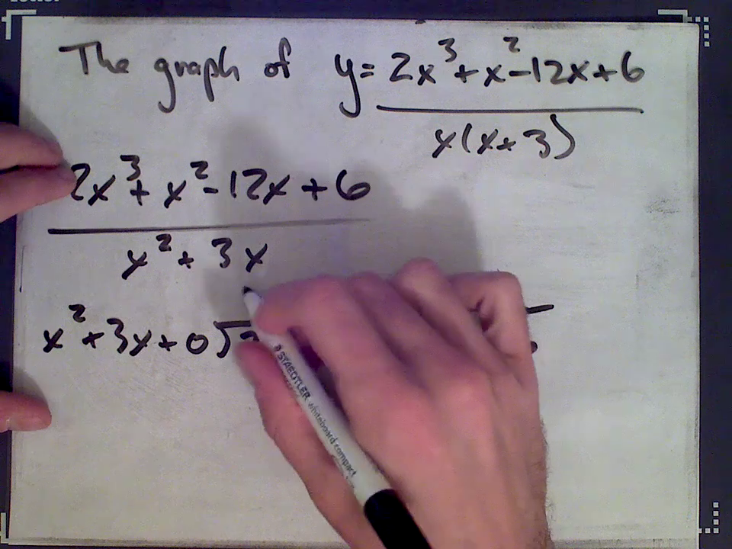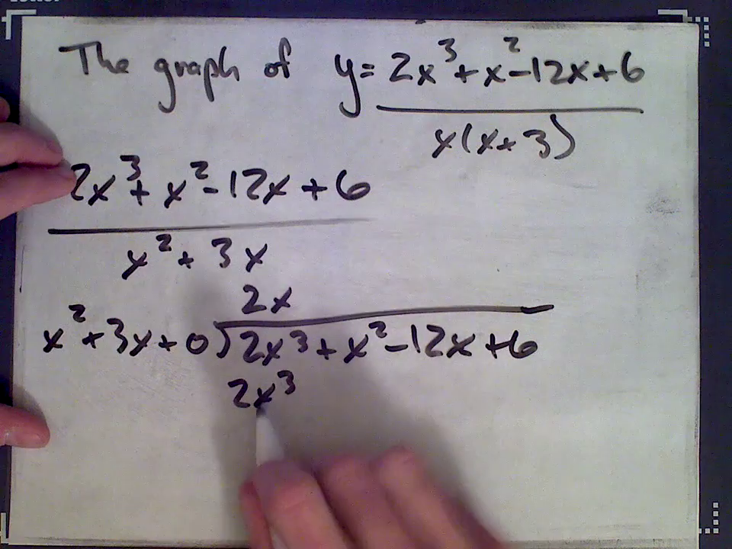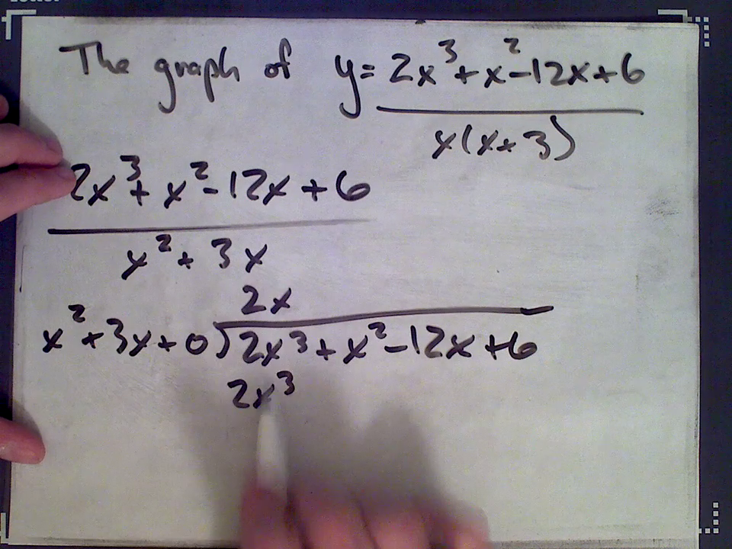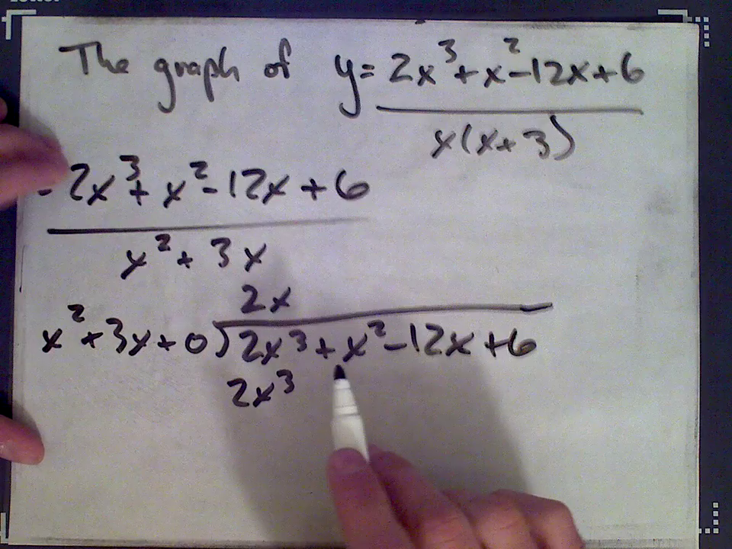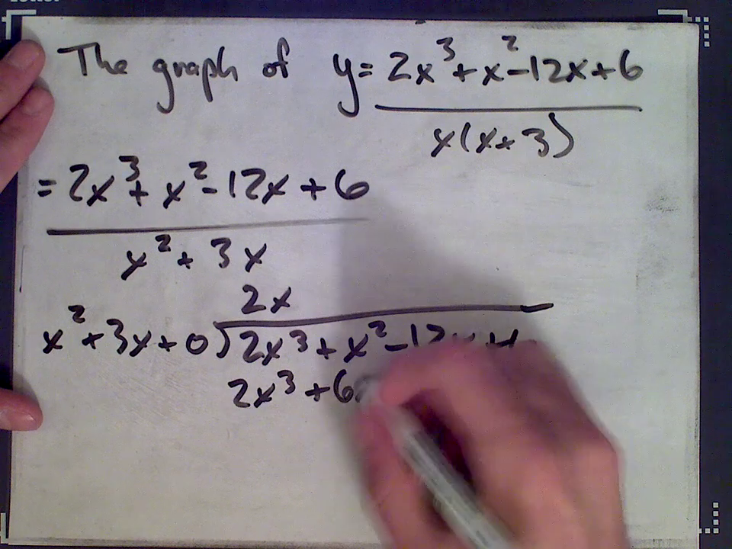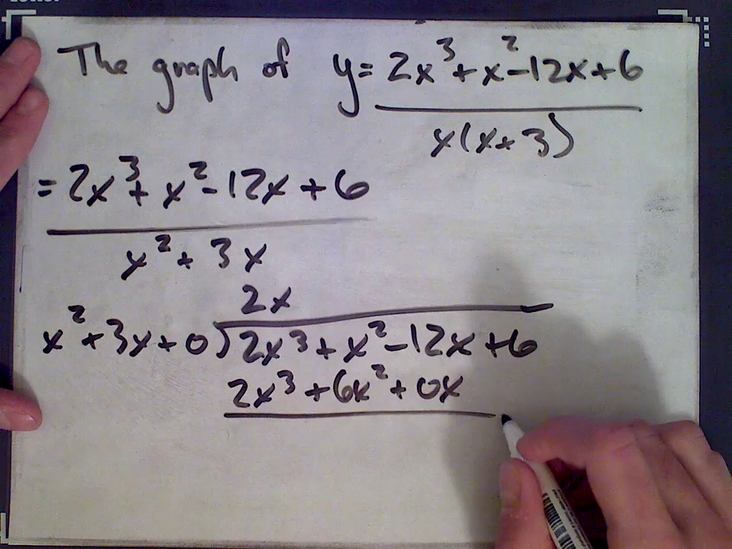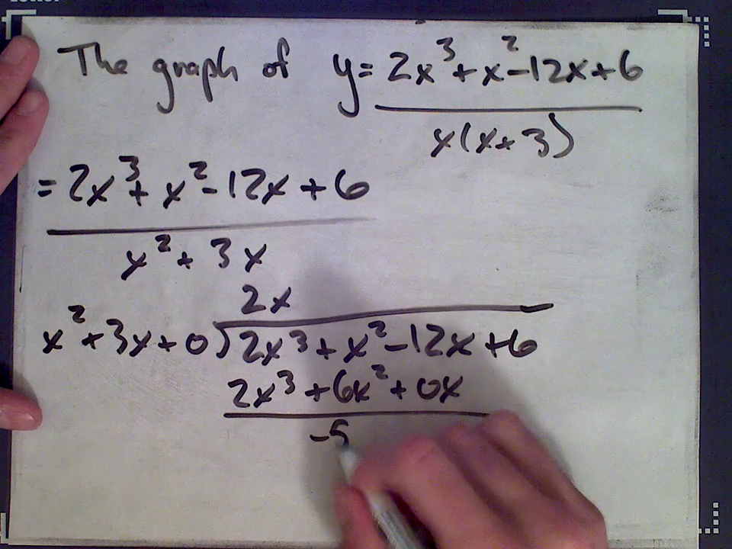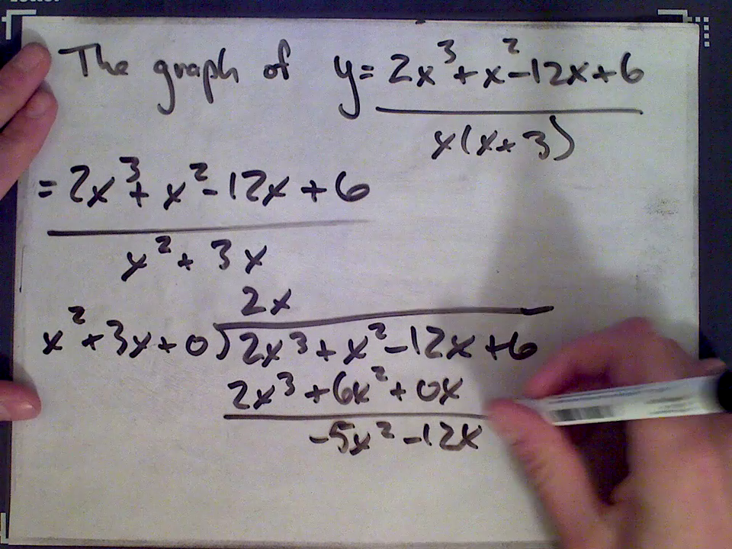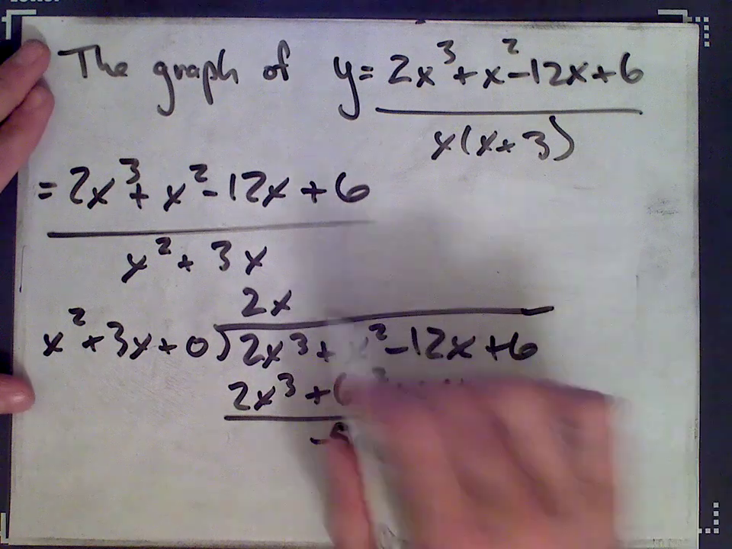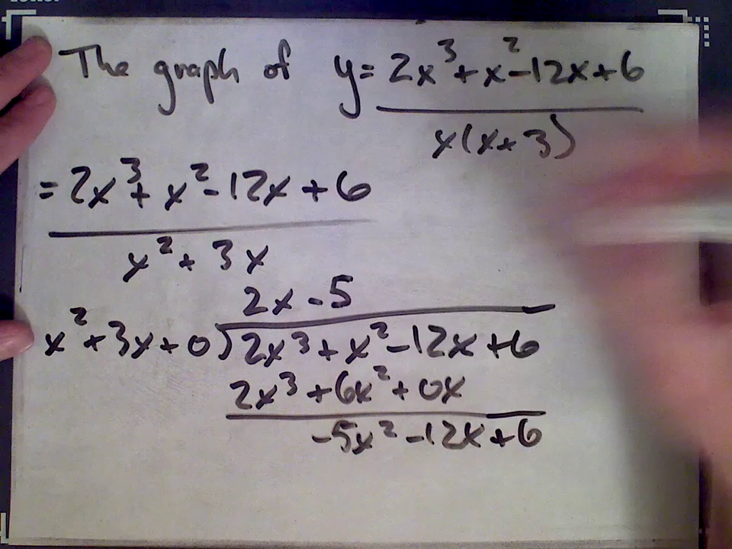We need a 2x here. So 2x times x squared is 2x cubed. Whatever goes here, that times this leading term should match this leading term here. Then we carry through. So 2x times 3x is going to be 6x squared. And then 2x times 0 is 0. We subtract. We get 0 minus 5x squared minus 12x. And then we bring down the 6.